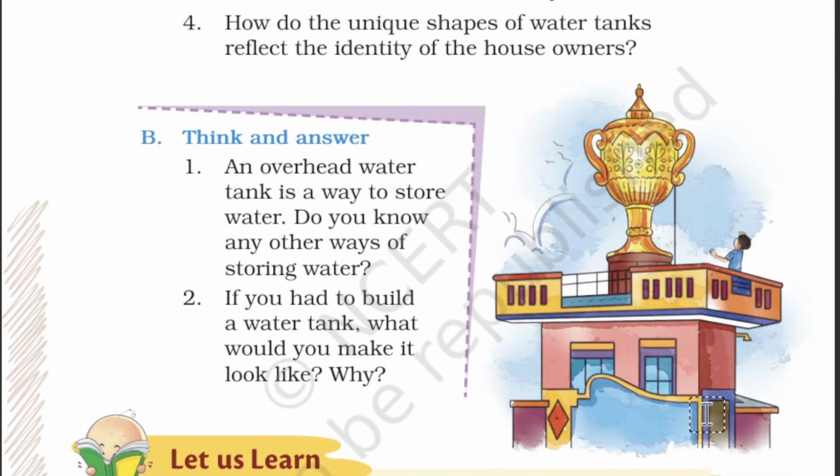Okay, next we have Think and Answer. An overhead water tank is a way to store water. Do you know any other way of storing water? So here we are seeing an overhead water tank. Is there any other way of storing water? So we can list a few ways. We can use underground tanks, and wells are there, earthen pots and large community reservoirs like dams are there. So those are a few examples.